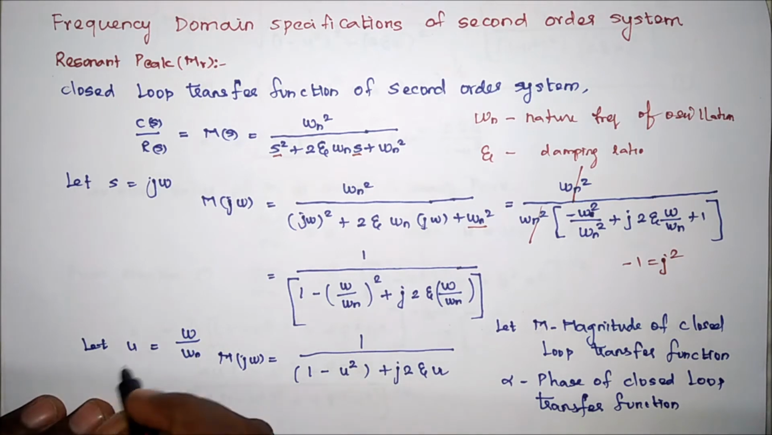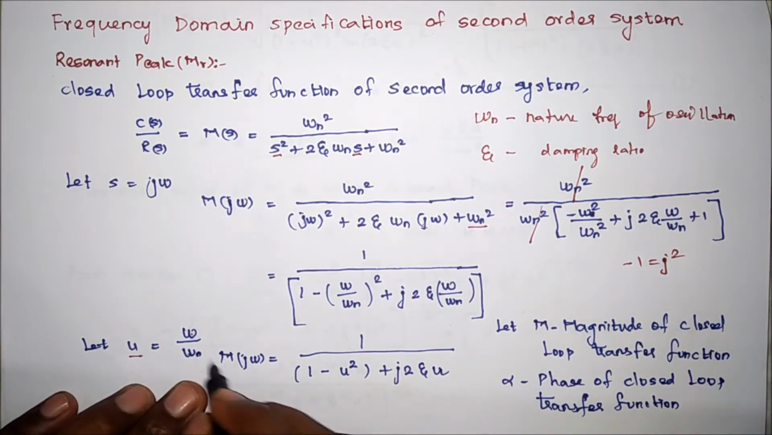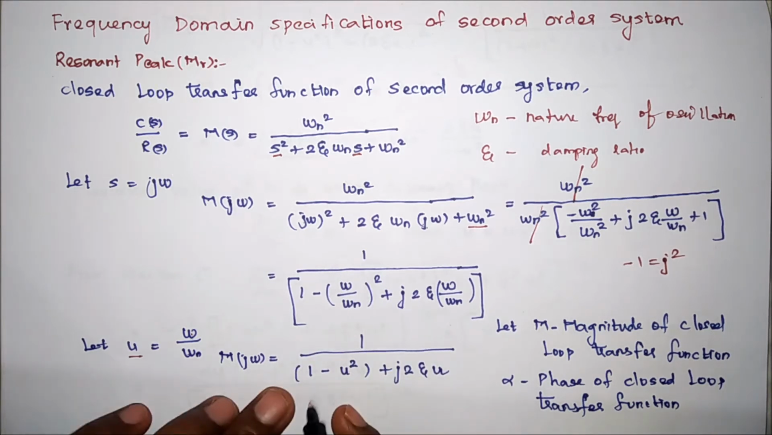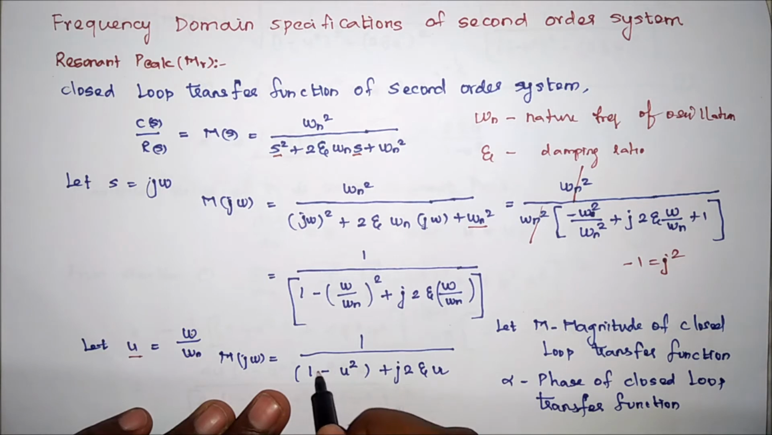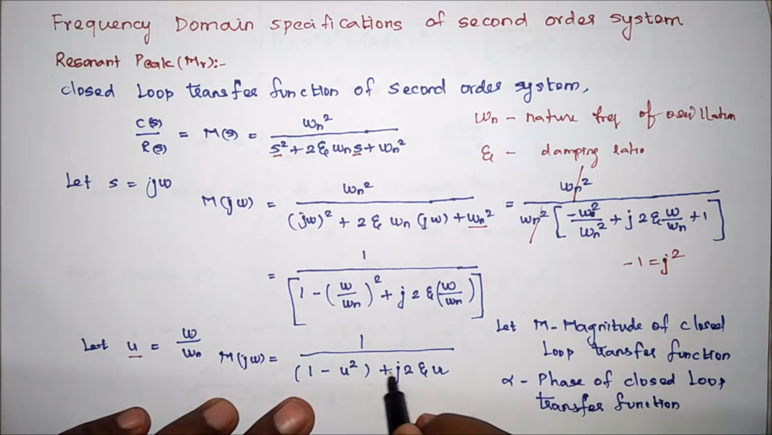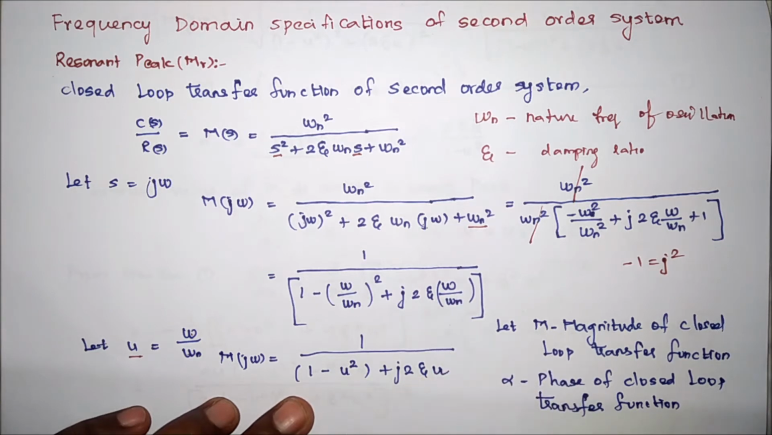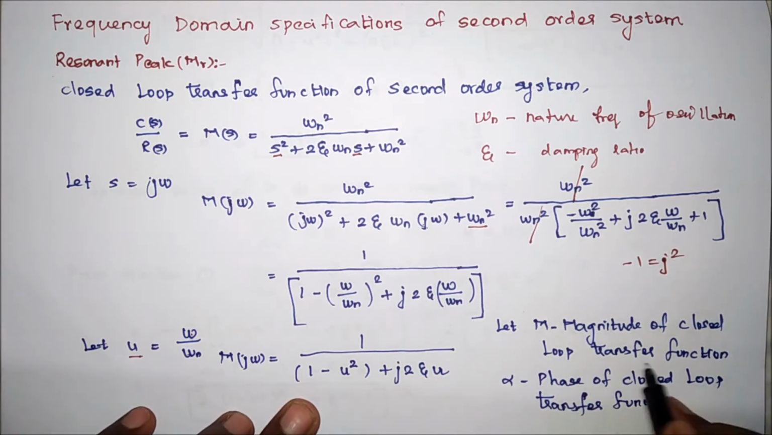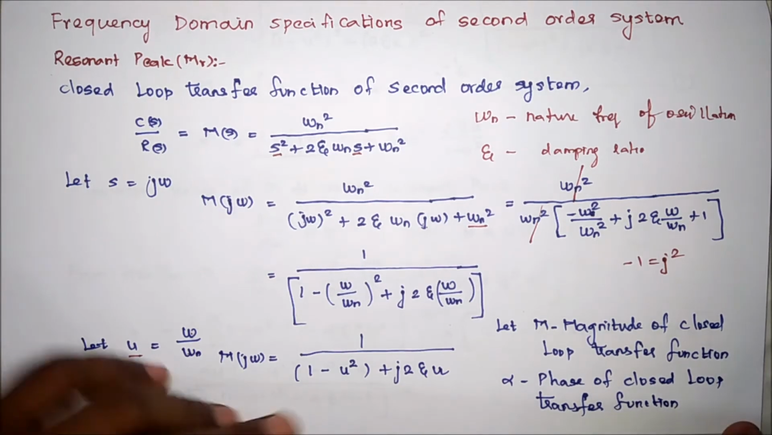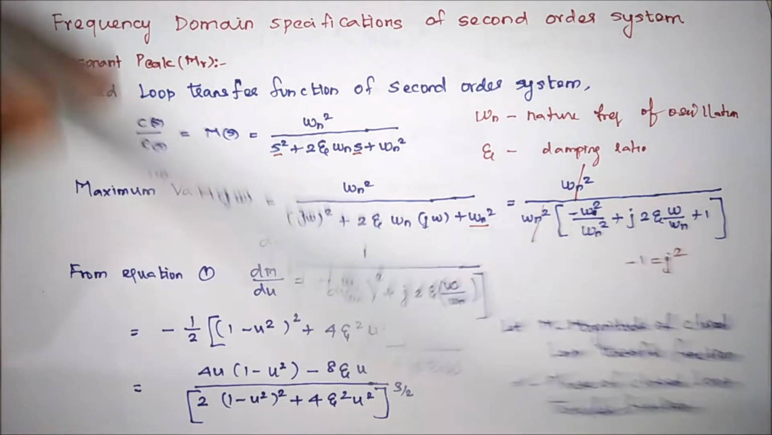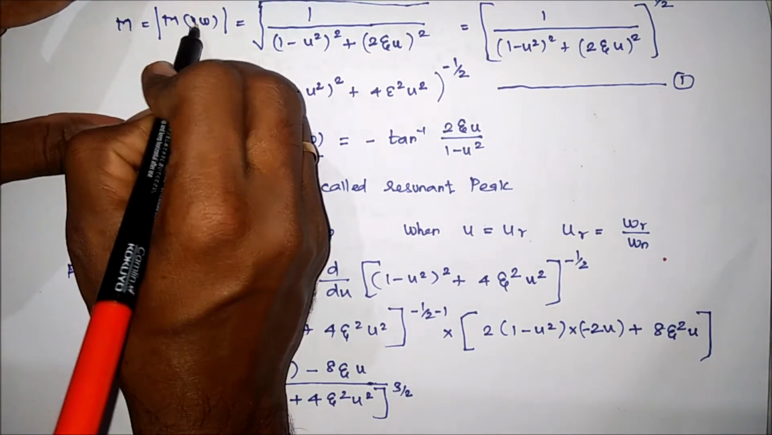Next we are going to consider u equal to omega divided by omega n, and we are going to substitute into this equation. So u equal to omega divided by omega n. Therefore it will become 1 minus u square plus 2j eta u. Actually here M is the magnitude of the closed loop transfer function, alpha is the phase angle of the closed loop transfer function. After substituting, now we have to take the magnitude for this.